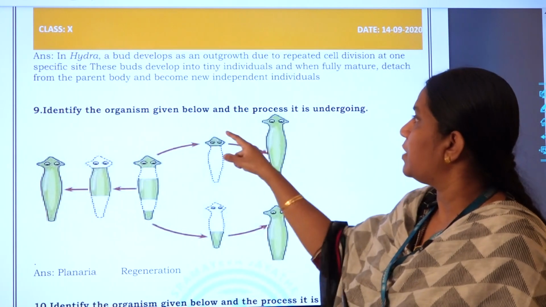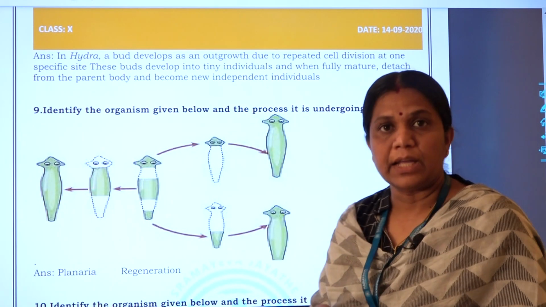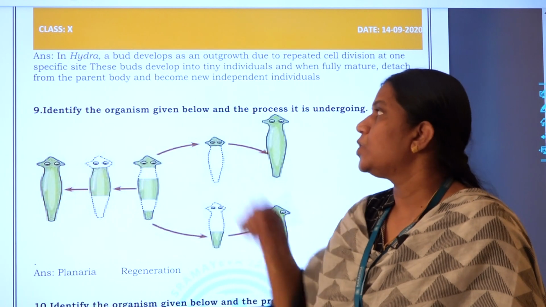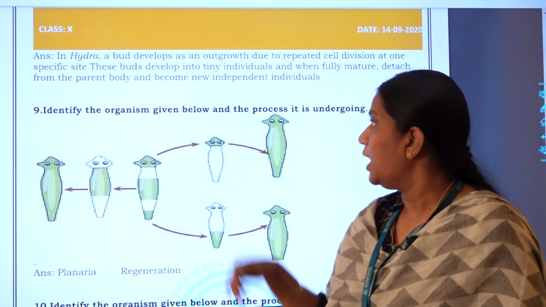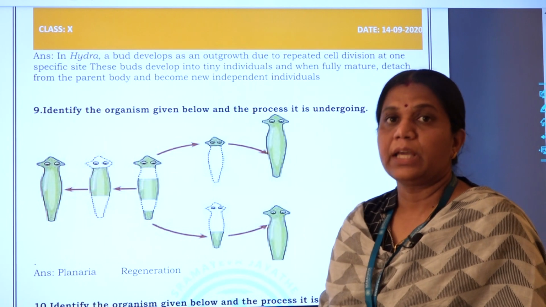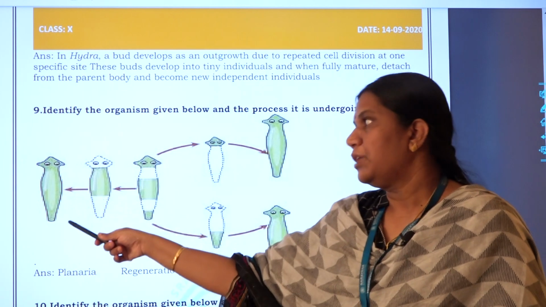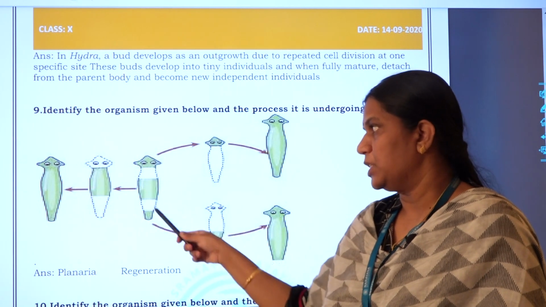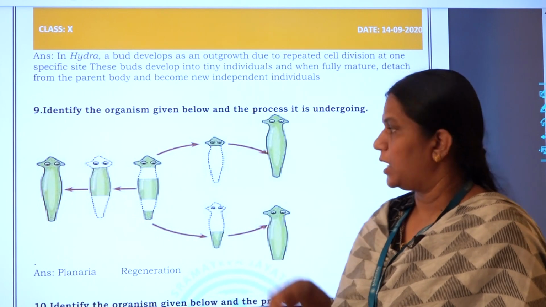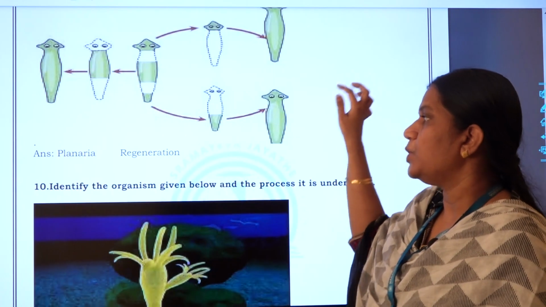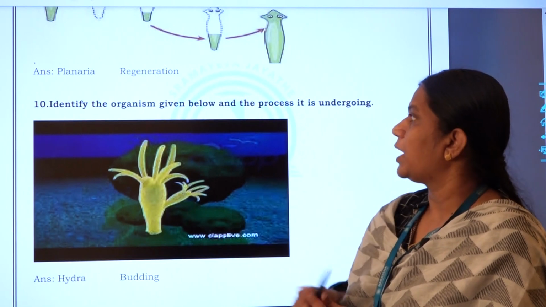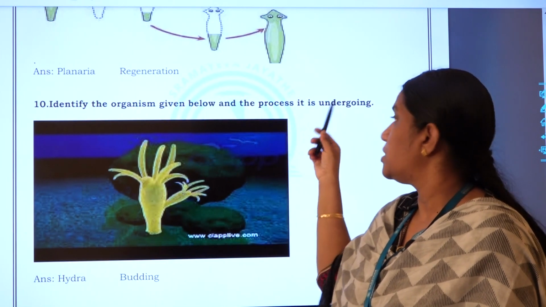Identify the organism given below and the process it is undergoing is the ninth question. So this organism is the Planaria and the process it is undergoing is regeneration. Here if you see, the Planaria is cut into pieces and each piece of the Planaria develops into an individual organism. Identify the organism given below and the process it is undergoing.